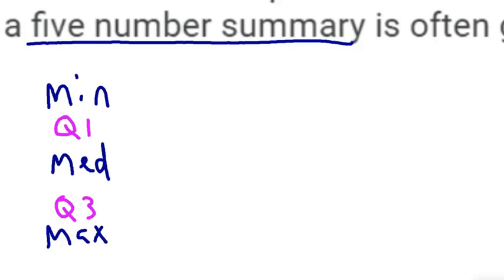So in other words, we want the lowest number, the highest number, the middle number, and then the numbers that are halfway between the lowest and middle, and then middle and highest. So using the integers from 1 to 11 as an example, we'll start by identifying our minimum and maximum.